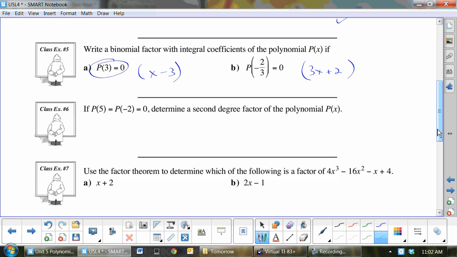Okay. Let's take it up a level. What would be the second degree polynomial if p of 5 and p of negative 2 equals 0? So what are the factors? X minus 5, x plus 2. Now, I'm going to FOIL it. X squared minus 5x plus 2x is minus 3x minus 10. That is a second degree polynomial. Okay, just FOIL it, right?